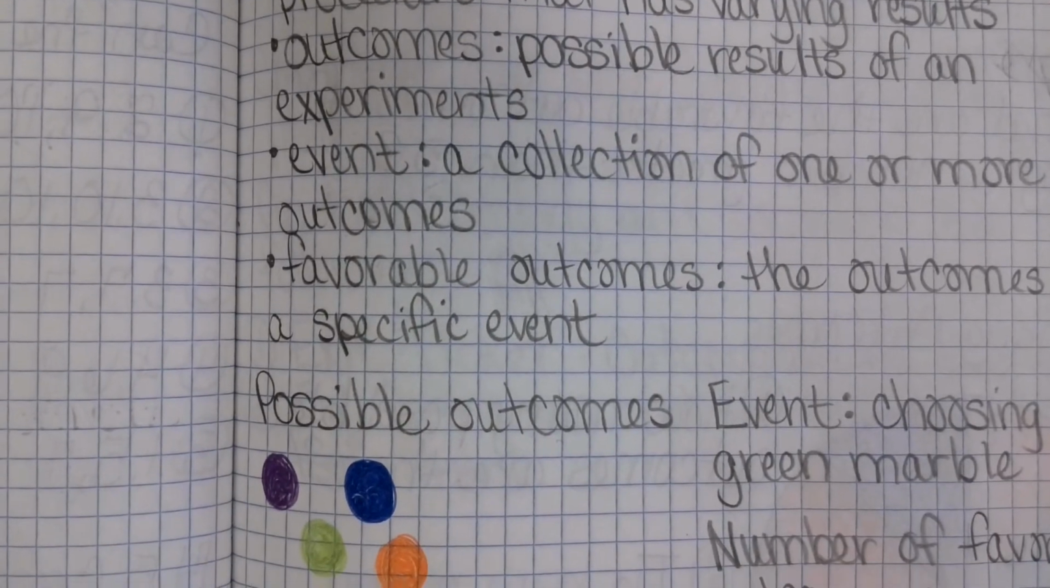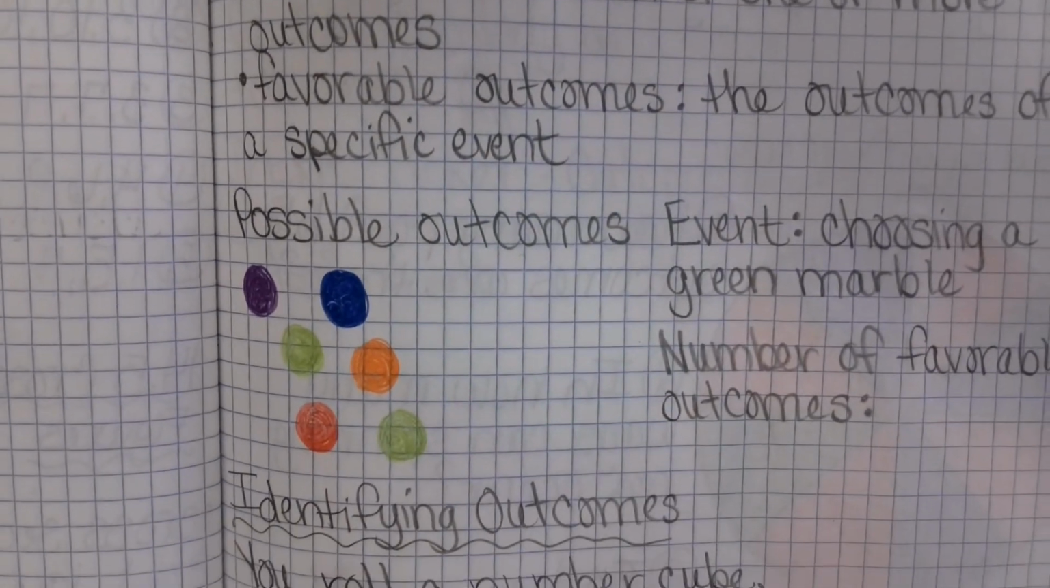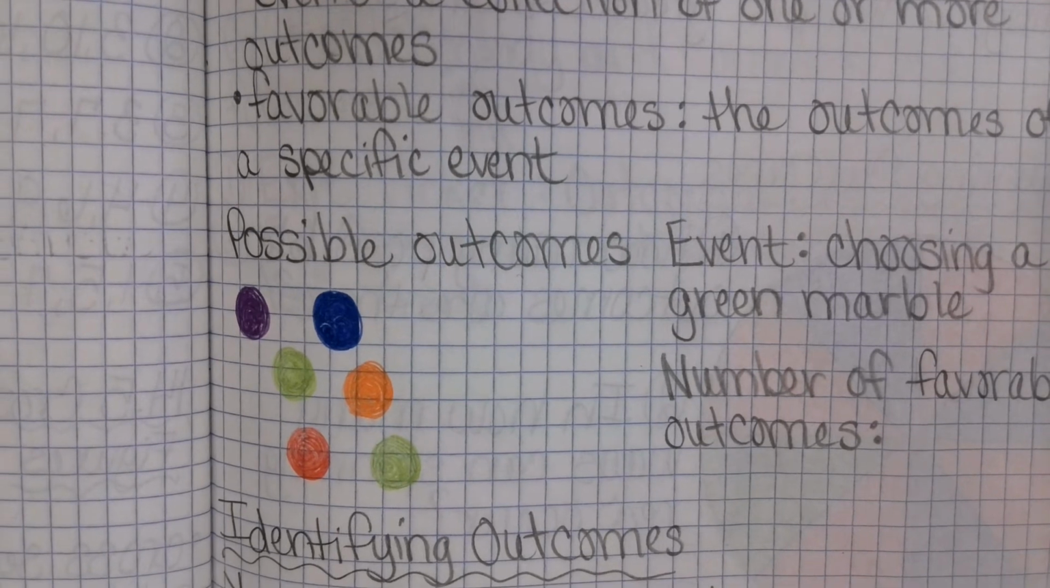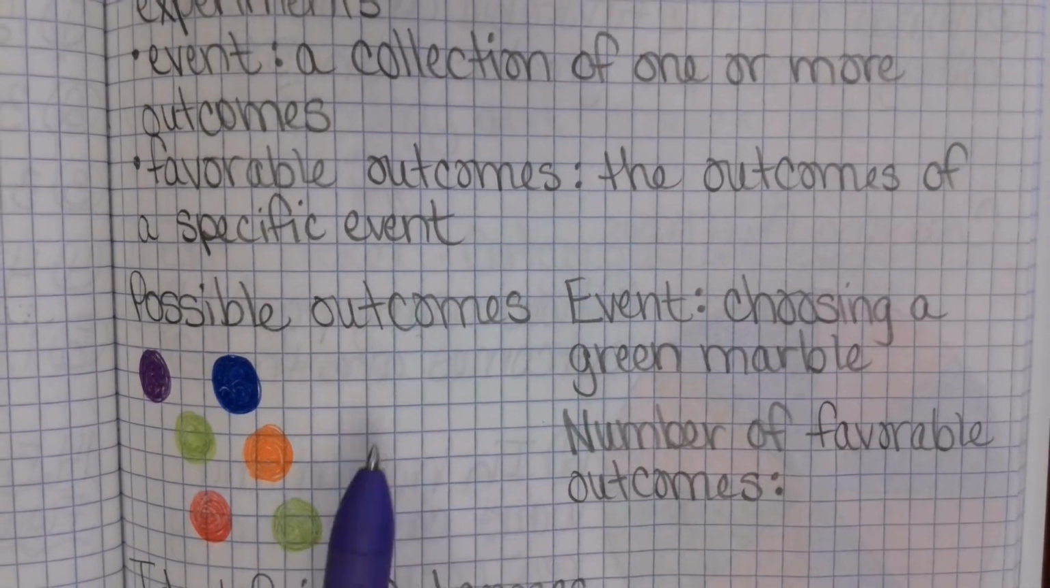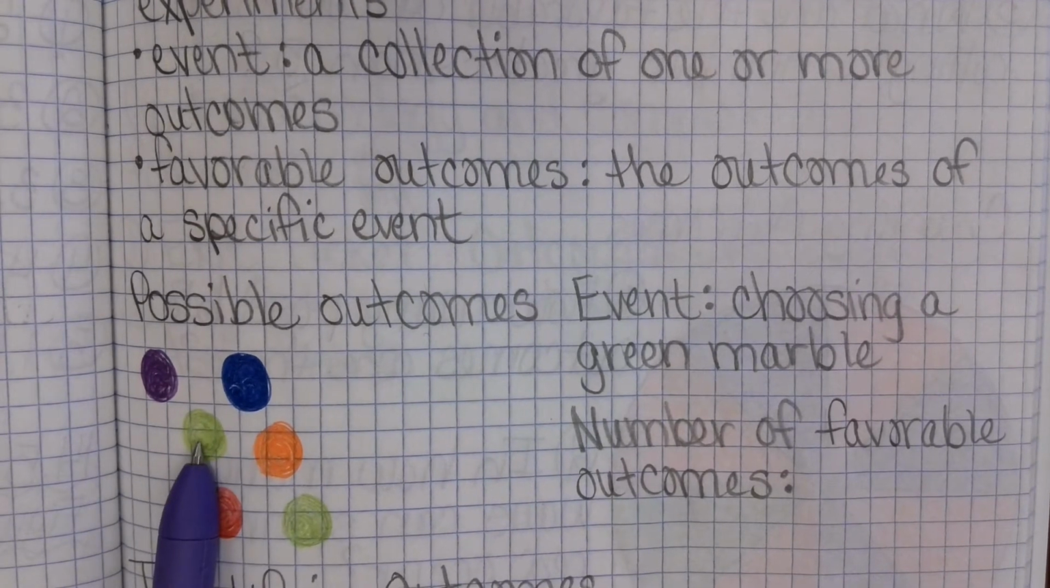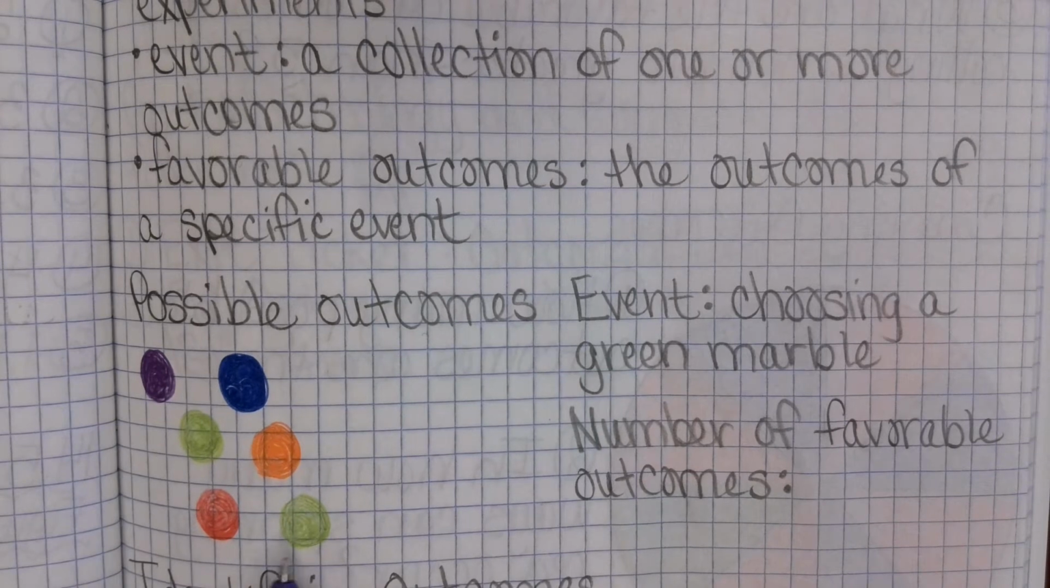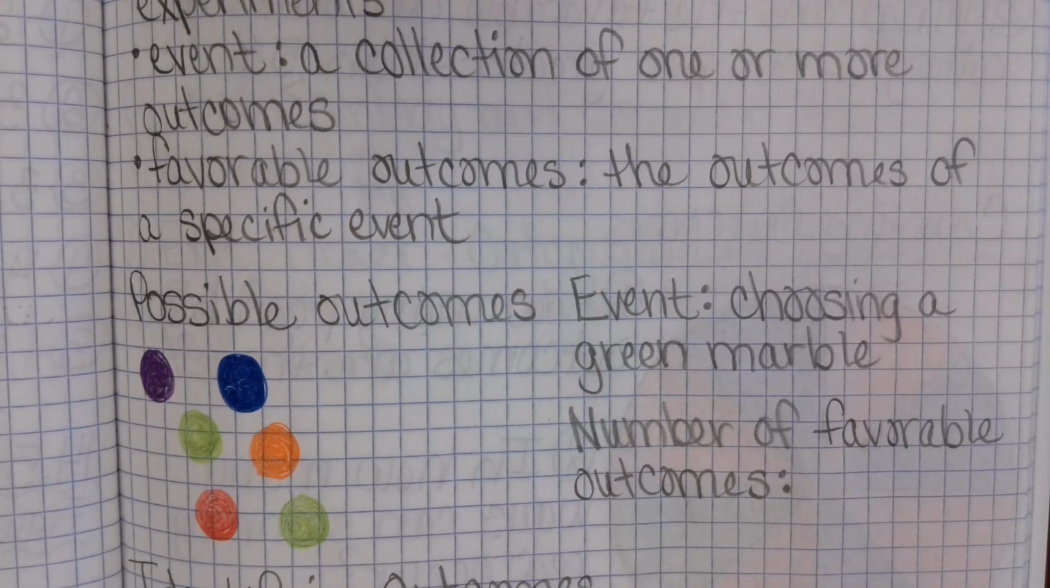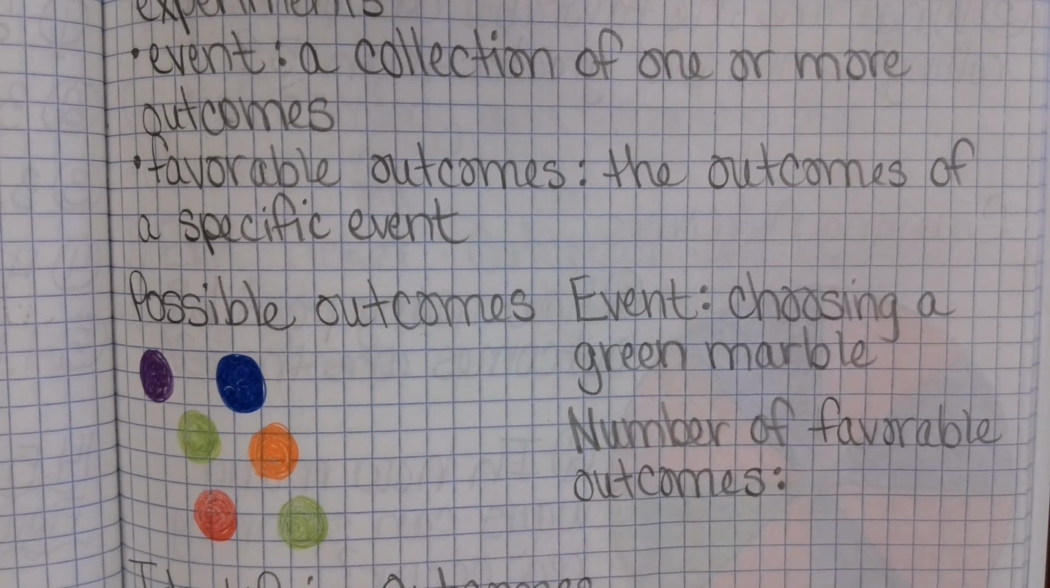All right, so here's our first example we're going to look at here. We've got possible outcomes. So we're going to pretend these are marbles. So our possible outcomes, we have a purple marble, a blue marble, a green, an orange, a red, and another green, right? These are all marbles. So the event that we're going to talk about is choosing a green marble. And the number of favorable outcomes, remember that's the outcomes of a specific event. So the number of favorable outcomes of getting a green marble is going to be 2. So you want to add a 2 right here in your notes.